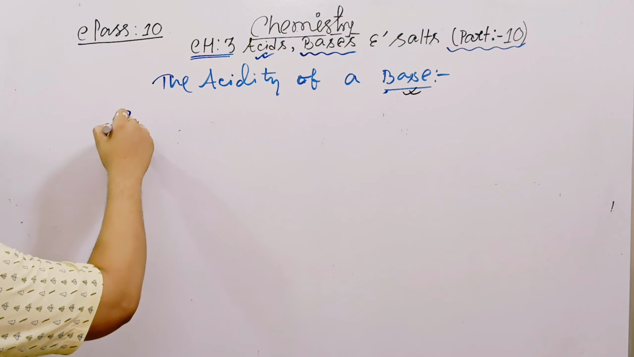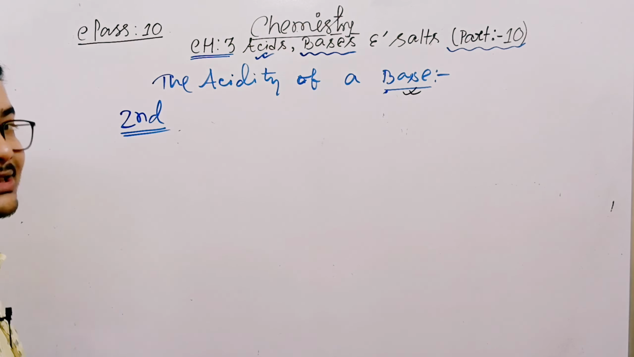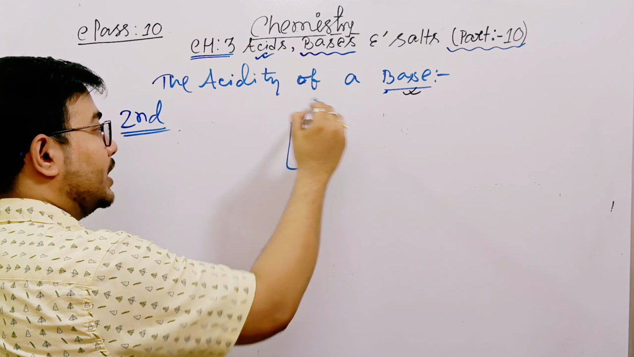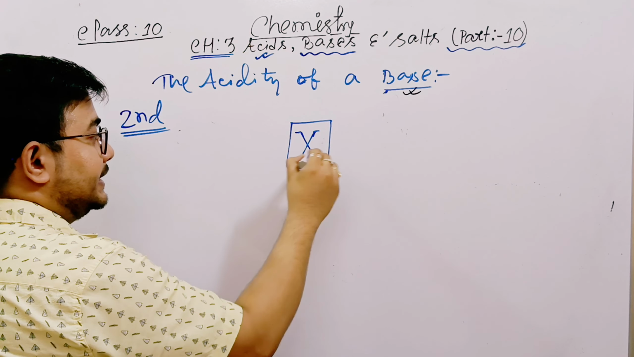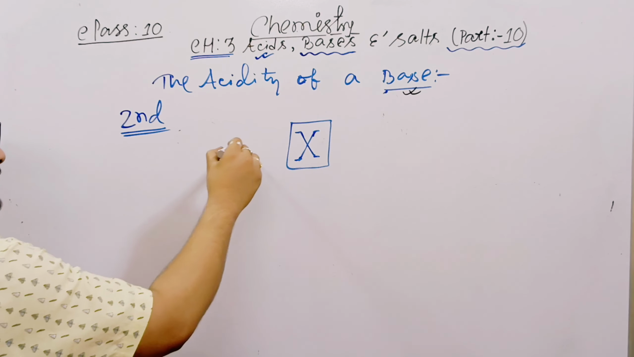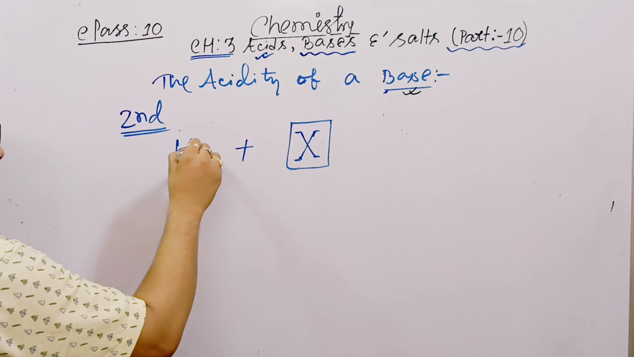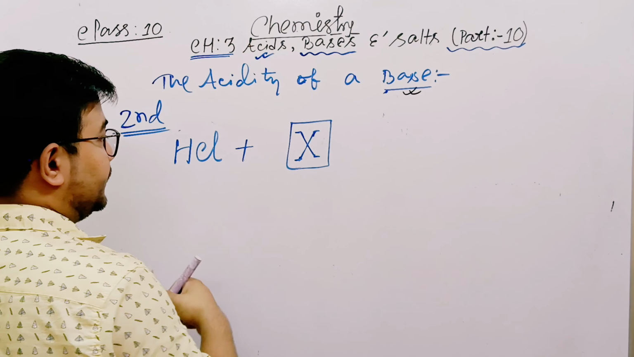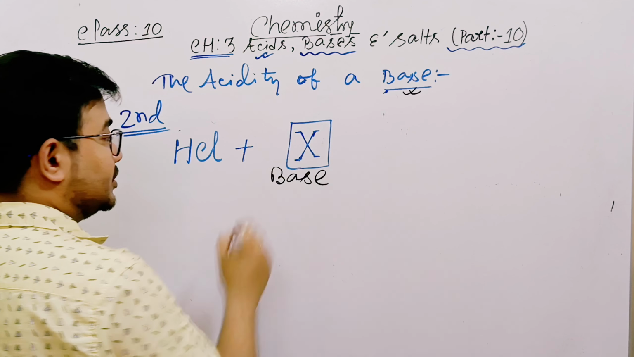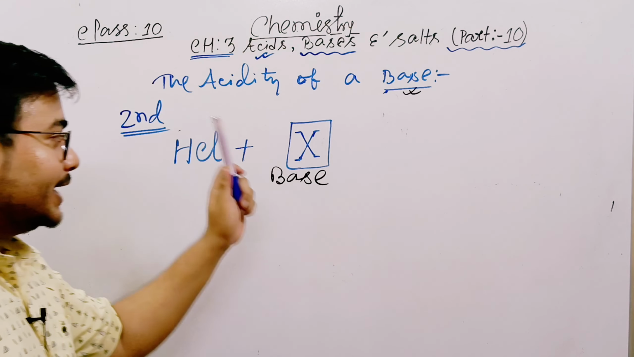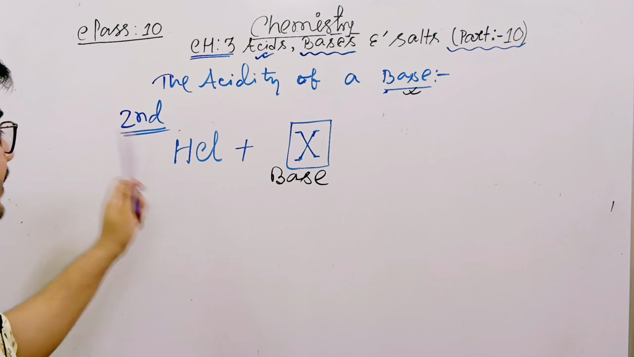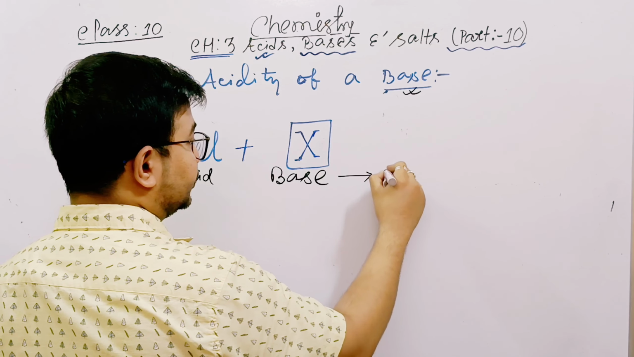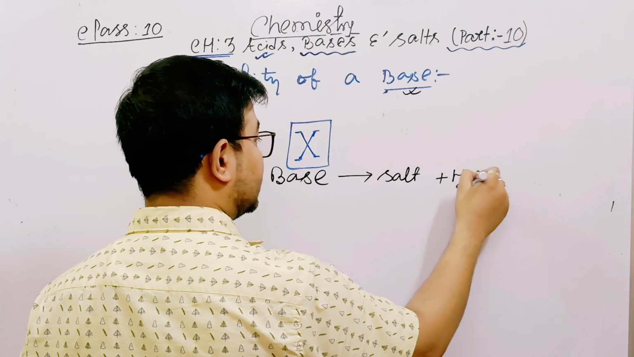So the second definition, just for understanding purpose, see, suppose I choose a base, but I do not know what is the formula of the base. It is marked by the letter X. Okay, this base reacts with an acid, suppose hydrochloric acid. All of you know, I do not know what is the formula of this base, but it is marked by X. So when this X reacts with hydrochloric acid, all of you know when acid and base react, they produce salt plus water only.